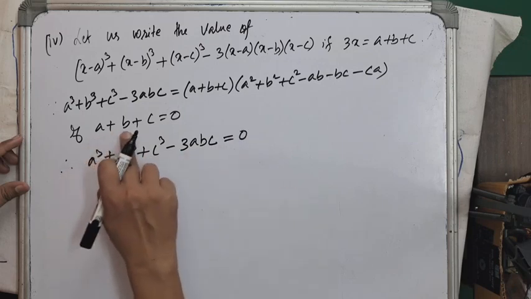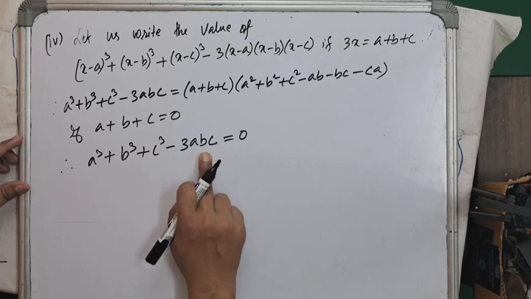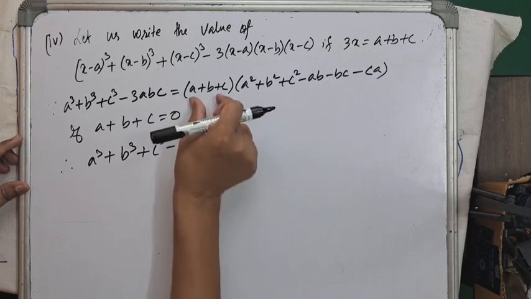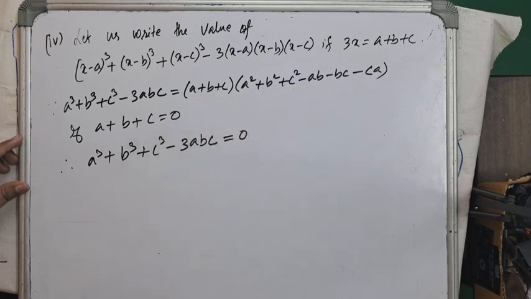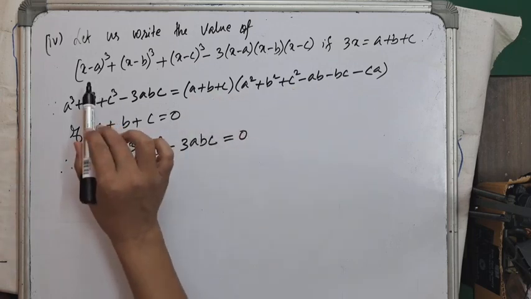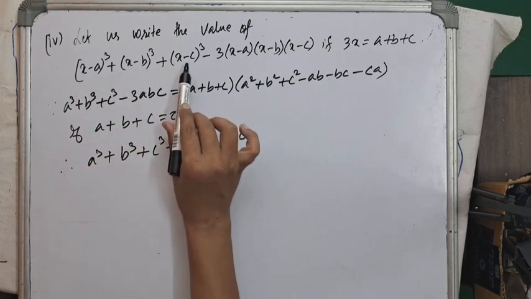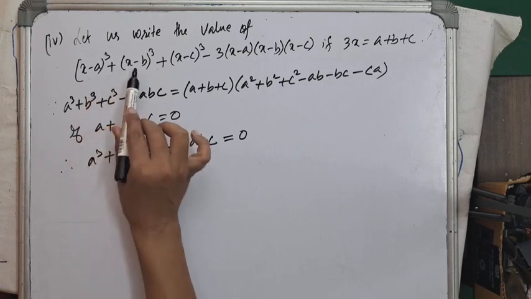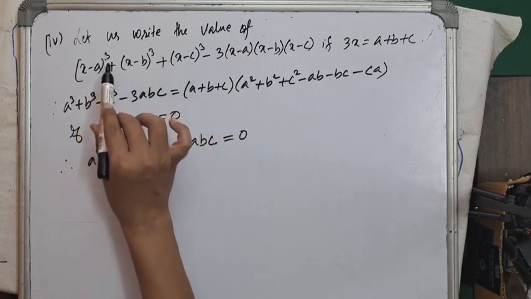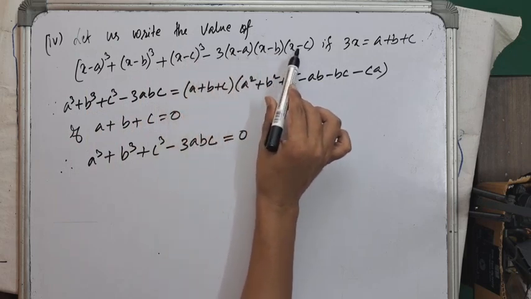If a plus b plus c is 0, then a cube plus b cube plus c cube minus 3abc will become 0, because 0 into this is 0. Now let us see the given expression: x minus a whole cube plus x minus b whole cube plus x minus c whole cube. Let's assume this as a, this as b and this as c. Then we have a cube plus b cube plus c cube minus 3abc.